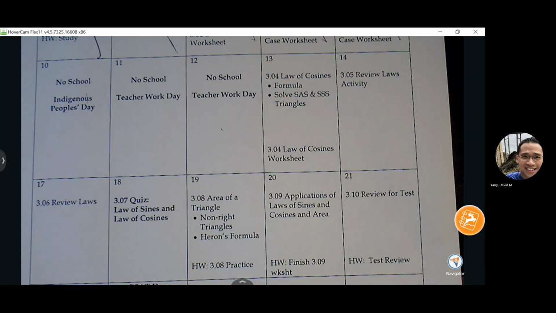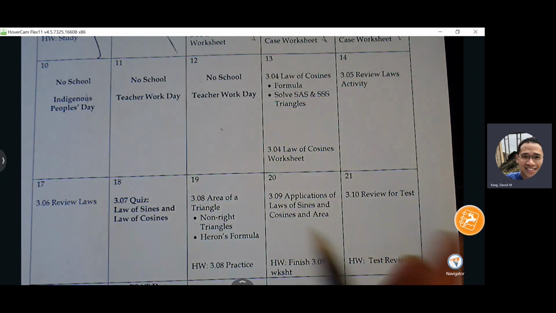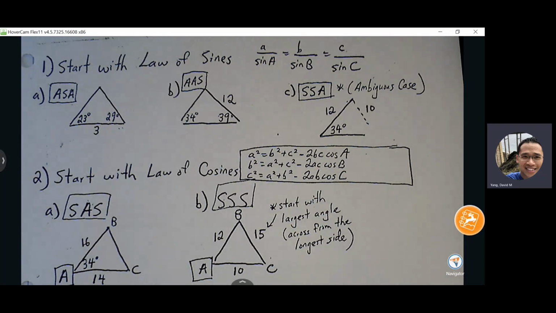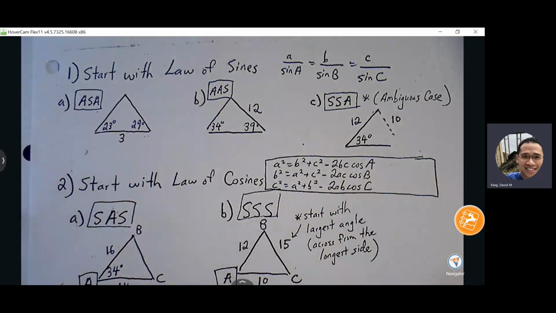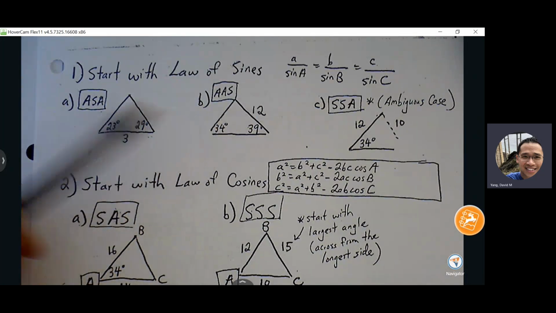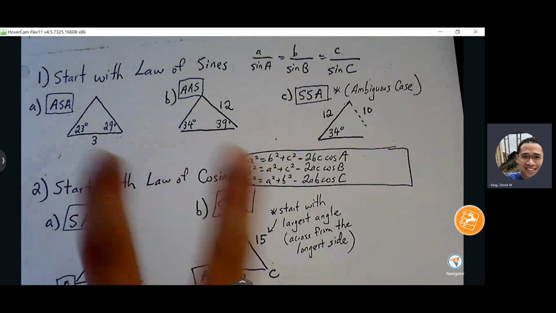Now I gave you this little handout on the half sheet as a way of giving you an overview of all the possibilities that we're dealing with. Depending on the information that's provided for you in the triangle, that's going to help guide how you're going to move through the problem. So the easiest ones are ones where they give you two angles, either angle, side, angle, or angle, angle, side. These are the ones that you can handle with law of sines.